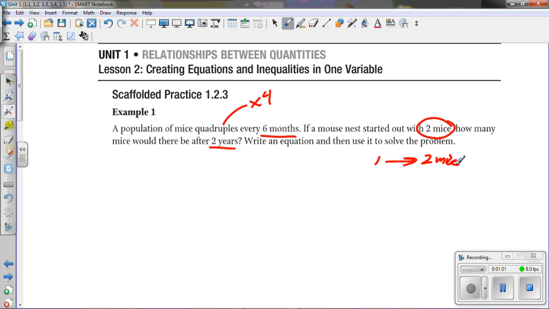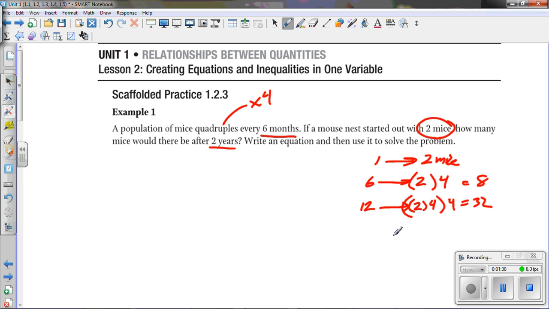And then after 6 months go by, what happens to those mice? Well, we take the 2 mice and we quadruple it, so we times it by 4. Okay, and then notice we get 8. Then after 6 more months, so now we're 12 months into it, we now have 8, which is the 2 times 4. I'll just show it like this. And what do we do with that number? Well, we quadruple that number. So we take 8, quadruple that, and notice we get 32.